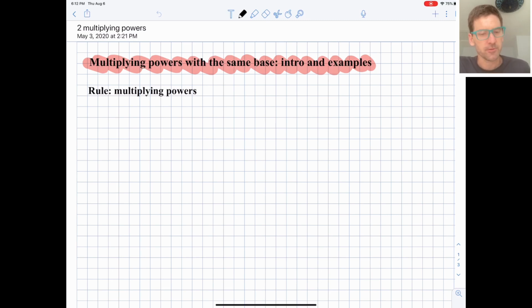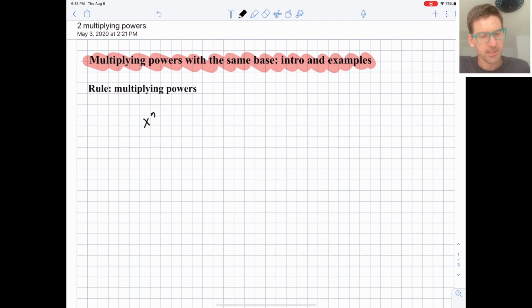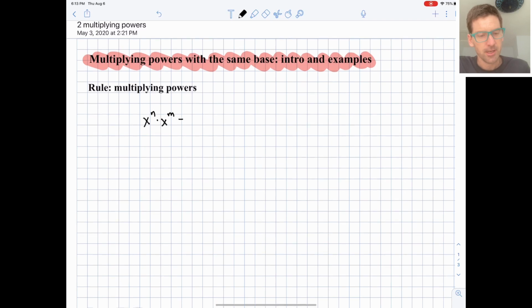And so here's our rule for multiplying powers. If we have something like x to the n times x to the m, that's going to equal x to the n plus m. Okay? And here's what you really need to remember. This multiplication sort of kinda turns into an addition problem. Okay? And a couple key things though.